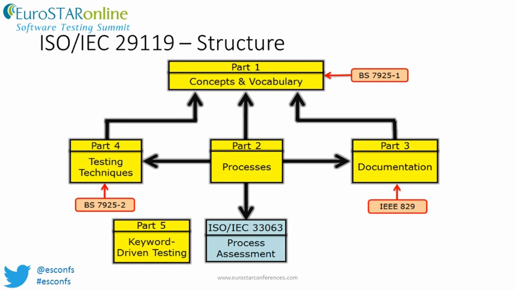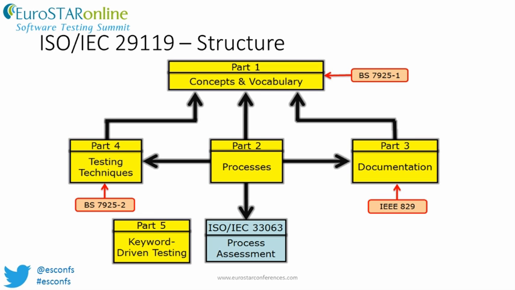Fairly soon after work on the first 4 parts started, it became clear that people would want to assess how well the test processes in Part 2 were being applied by a project or organisation. And so ISO 33063 on test process assessment was created as a result of a new work item proposal. This standard is being jointly developed with ISO Working Group 10, which covers process assessment in general. Work on a separate standard on keyword-driven testing has also recently started.